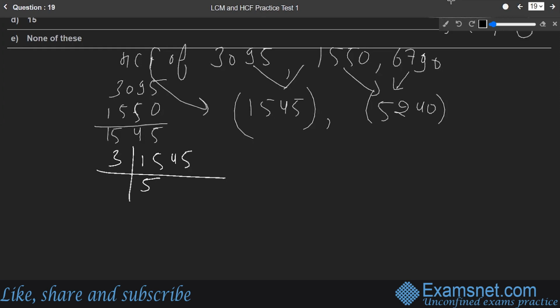3 5 is 15, and 3 15, 45. So this is 515. Again, we have to divide it by 3, but I think 3 cannot cut it. 3 1 is 3, 3 2 is 6, 3 7... No, 3 cannot cut it. So we have to divide it by 5.